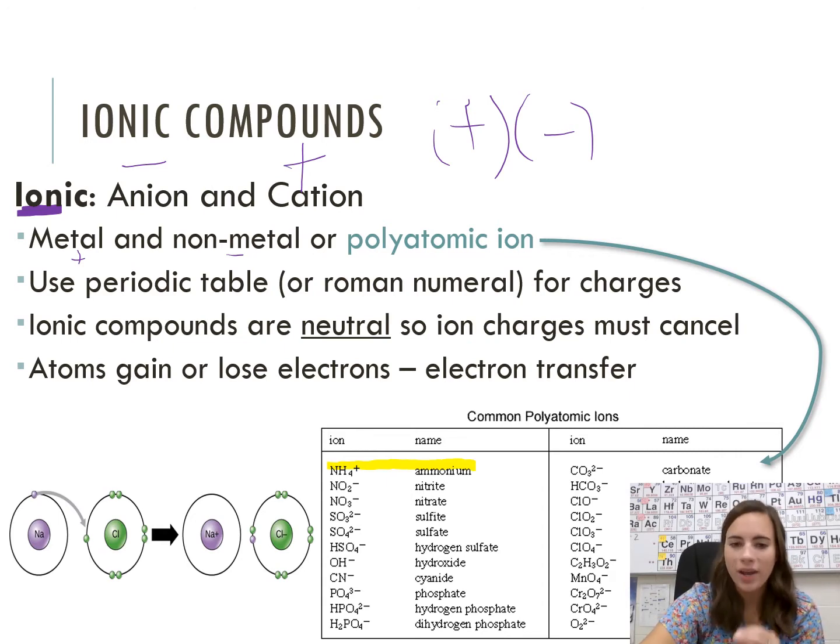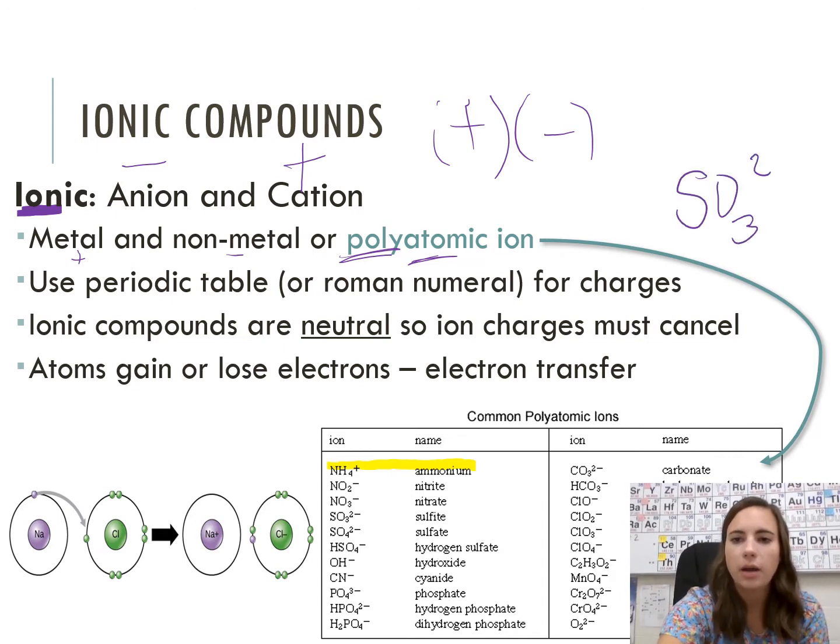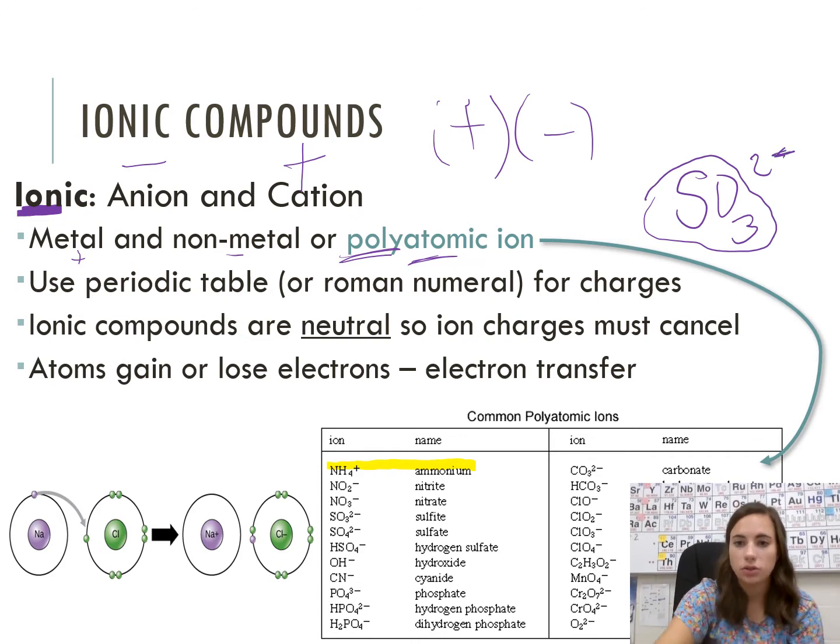So they are one ion that's made up of multiple atoms, hence the name poly, many, atomic, many atoms. But we treat them as one entity. So the whole ion has one charge. For example, if we look at SO3 2-, that is sulfite. It's made up of a sulfur and 3 oxygens, but the whole ion has a 2 minus charge.